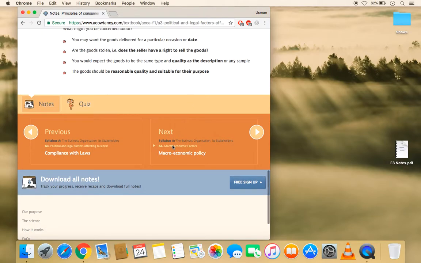And I'll see you guys tomorrow with macroeconomic factors. Amazing topic, one of my favorites. I studied that in F1. I studied that in a few other papers, including P1, P3, and I'm studying that right now in my CFA level exams as well. So it's amazing. It's everywhere. So you need to know this. This is one of the most important topics you're going to know.